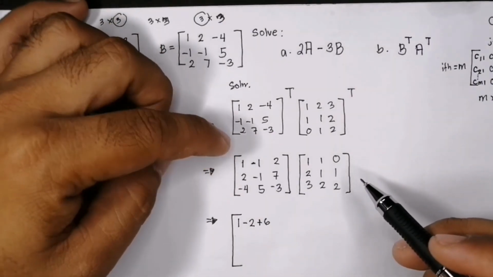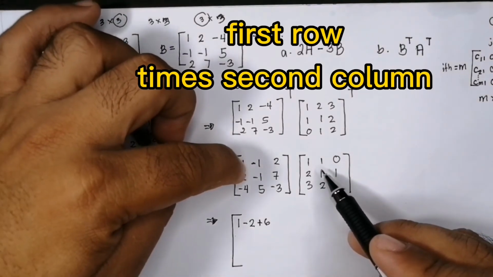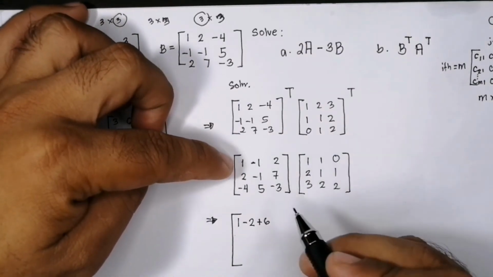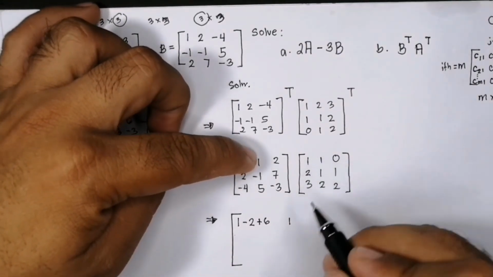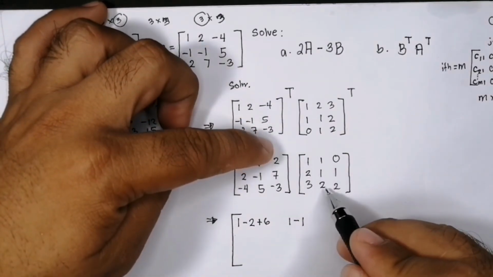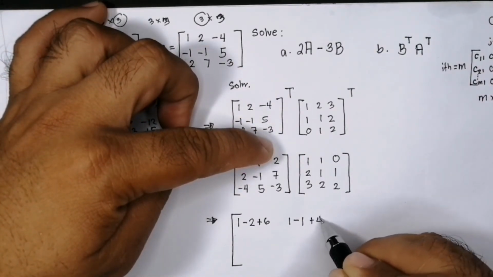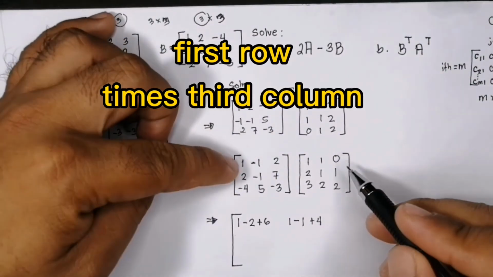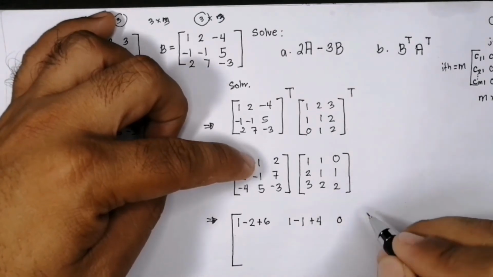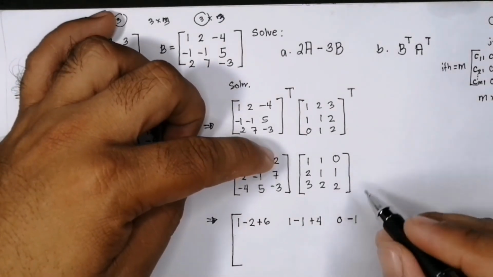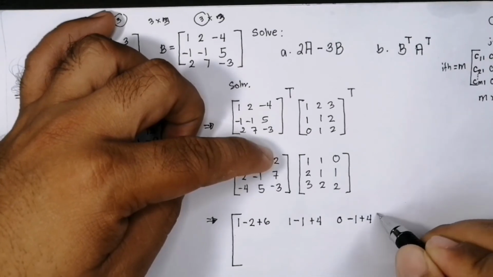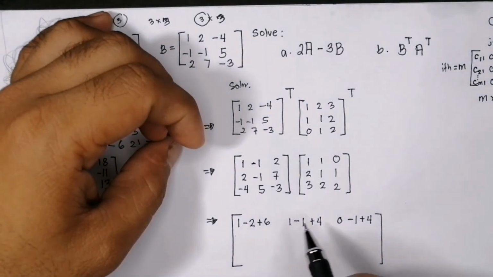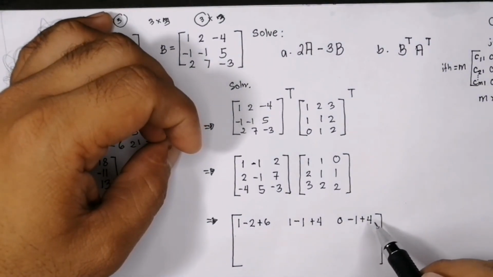How about the second? So we're going to get the product of the first row and the second column. So 1 times 1, that is 1, negative 1 times 1, negative 1, 2 times 2, that is positive 4. Now we're going to get the product of the first row and the third column. So 1 times 0 is 0, negative 1 times 1 is negative 1, 2 times 2 is positive 4. So right now, we have the first row.